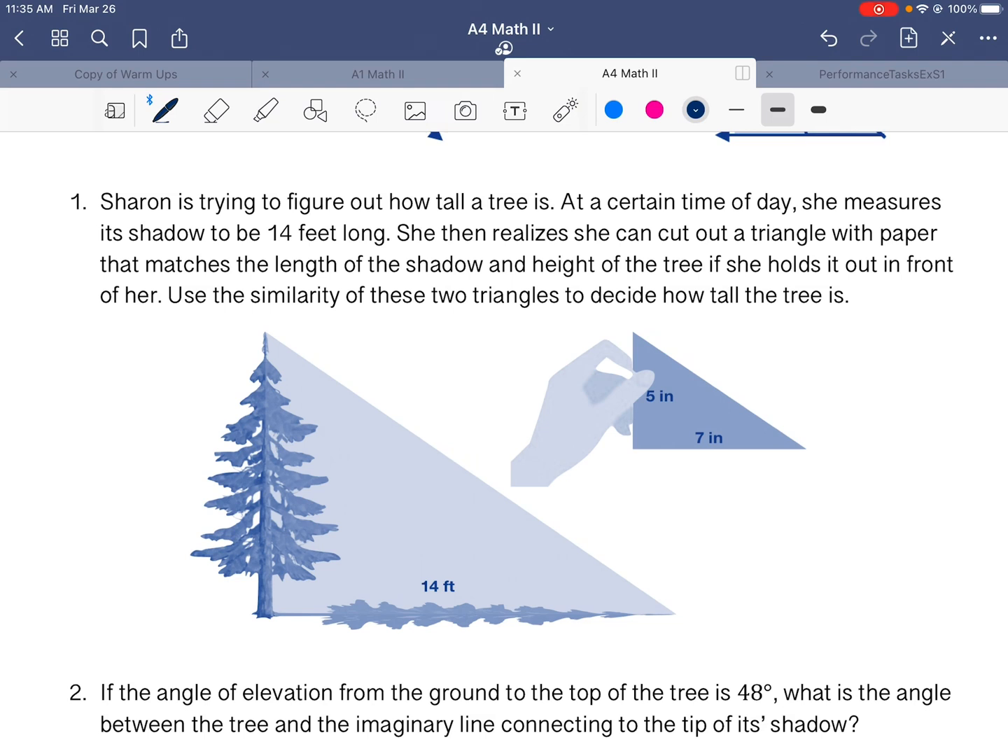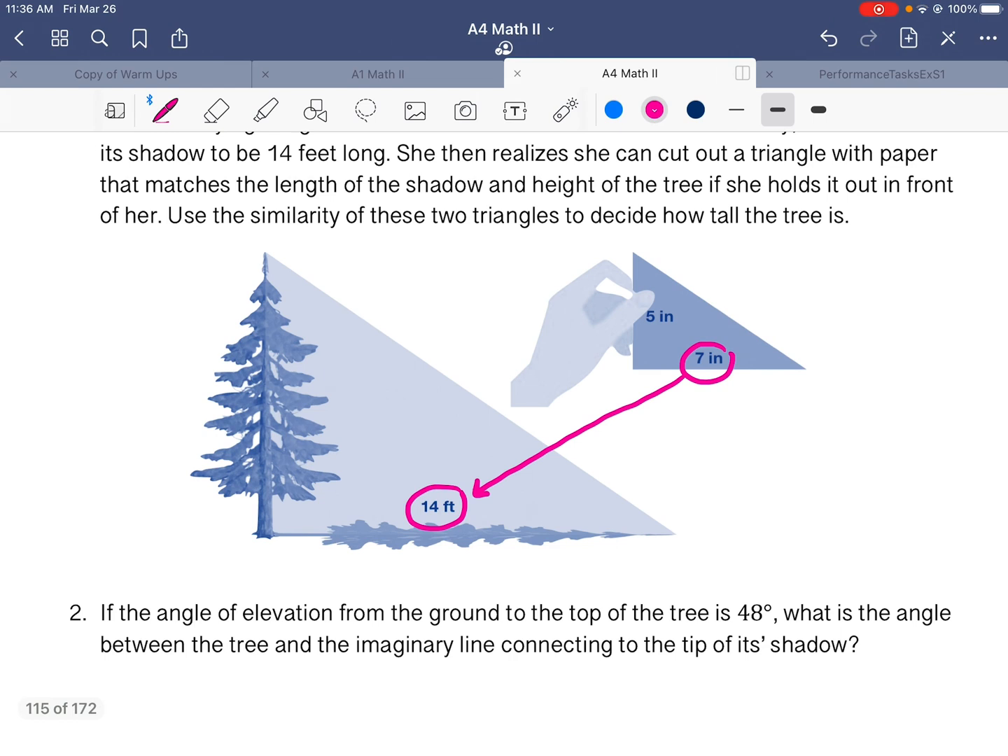So really this is a similar triangle problem. We have her small triangle that she's cut out in front there with 5 inches and 7 inches. And then we have 14 feet measured as the shadow. So the way that we solve similar triangles is we try to decide what the growth factor is between these two numbers. And what I want you to do is kind of ignore the inches and the feet. The tree is definitely going to be measured in feet because its shadow is measured in feet. But because different measurements convert proportionally, we don't actually have to convert anything here to make this work.